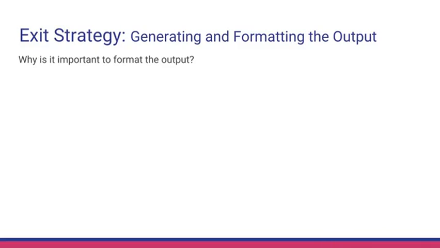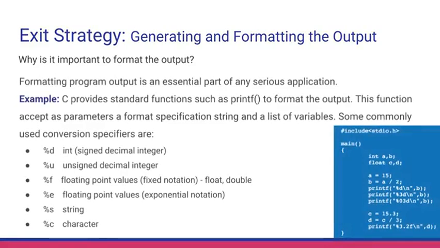We have talked about how to format our code, but why is it important to format the output? Formatting the program output is an essential part of any serious application. For example, C provides standard functions such as printf to format the output. And some of the parameters or specifiers that this function accepts are d for int, f for floating point, s for string, and c for character, and so on.